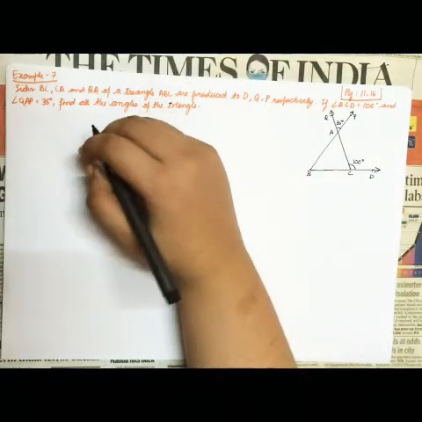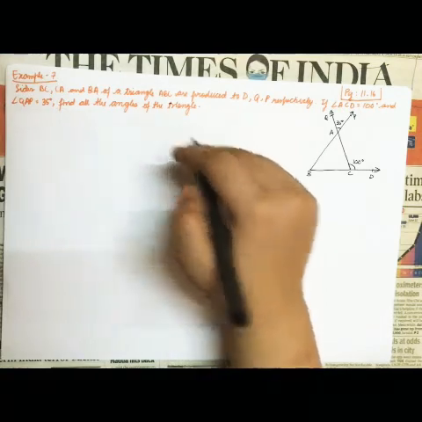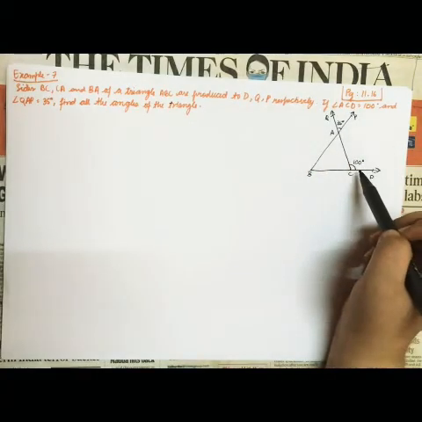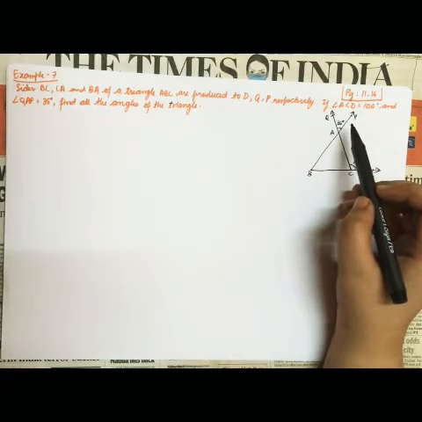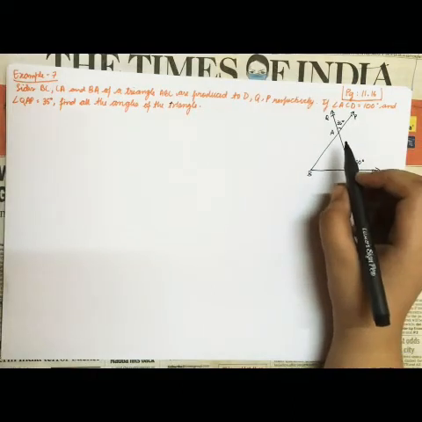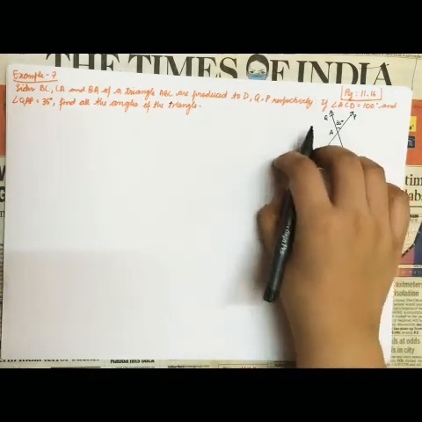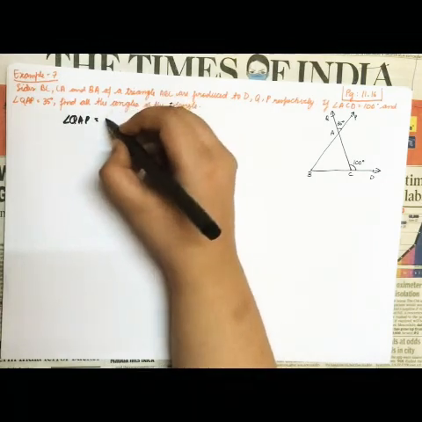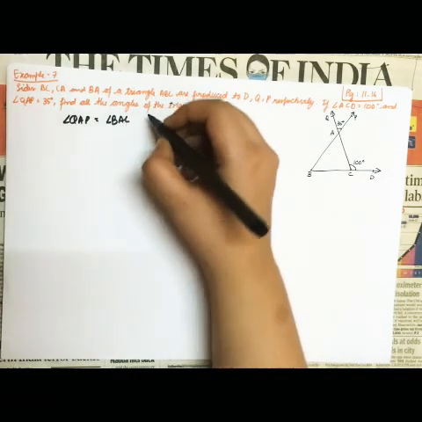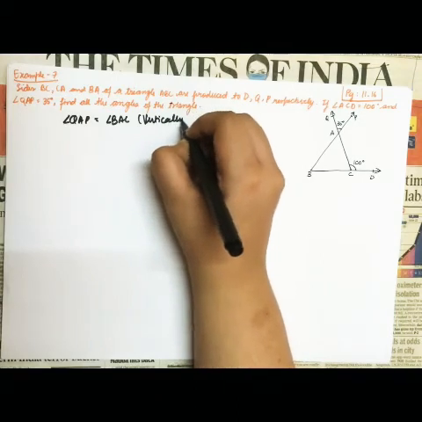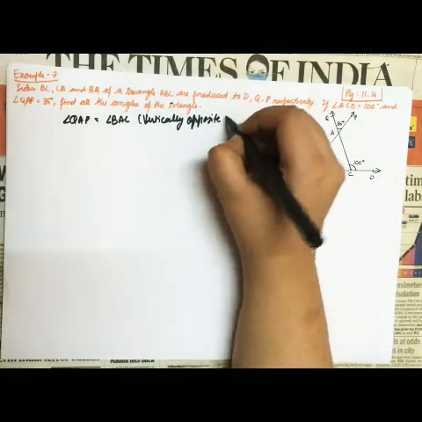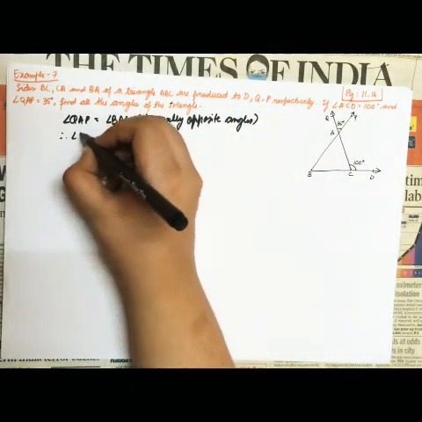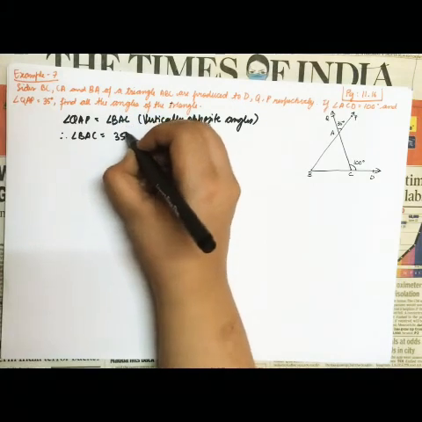Now example number 7. It says sides BC, CA and BA of a triangle ABC are produced to D, Q, P respectively. If angle ACD is equal to 100 degrees and angle QAP is equal to 35 degrees, we have to find all the angles of the triangle, which are angle A, angle B, and angle C. So now you can see that angle QAP is equal to angle BAC. Why? Because they are vertically opposite angles. Therefore angle BAC is equal to 35 degrees.